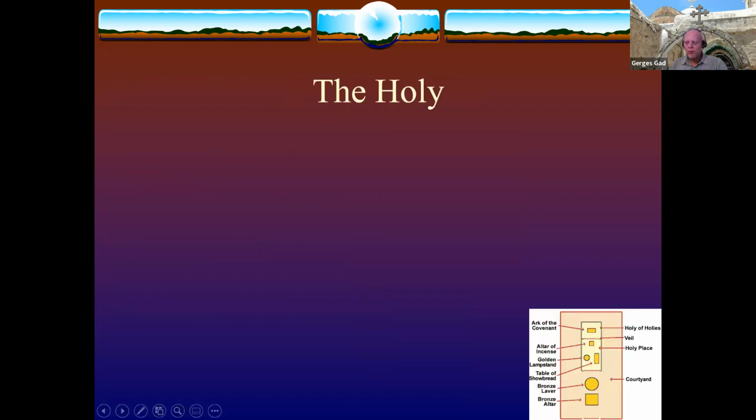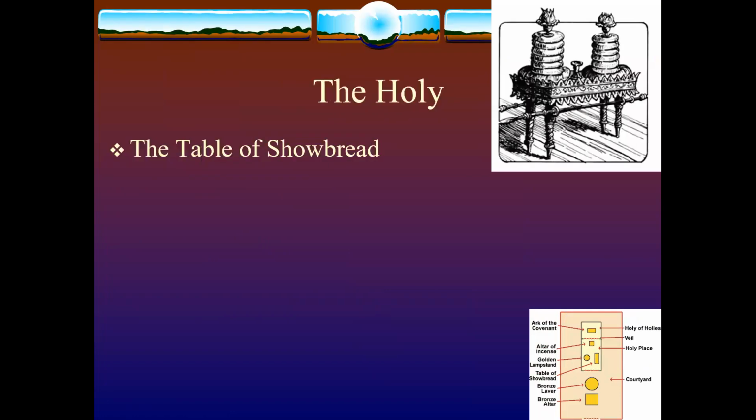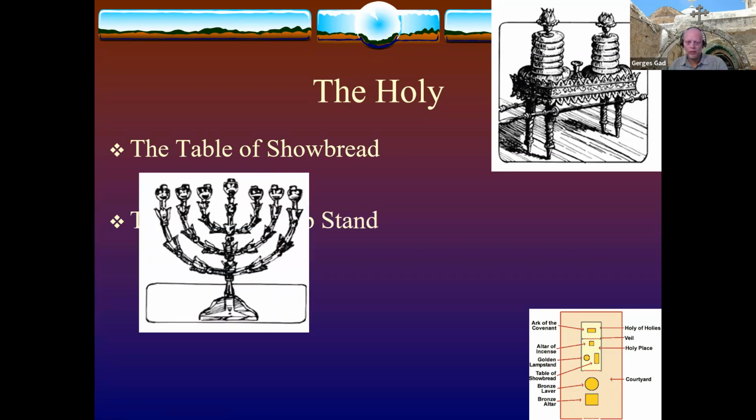Outside of the Holy of Holies, we have the Holy. How many things are in the Holy? Three. Everything is in three. So we have what is called the Table of Showbread. This is a picture of it here. It's a table that has bread on it. This bread looks like the orban that we use in the church today. And there are 12 loaves, like the 12 tribes of Israel. And there's incense on top of it and very wonderful things. Again, we'll study these things later in more detail.